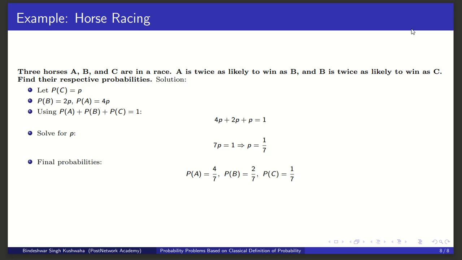So these were the questions related to the definition of classical probability.